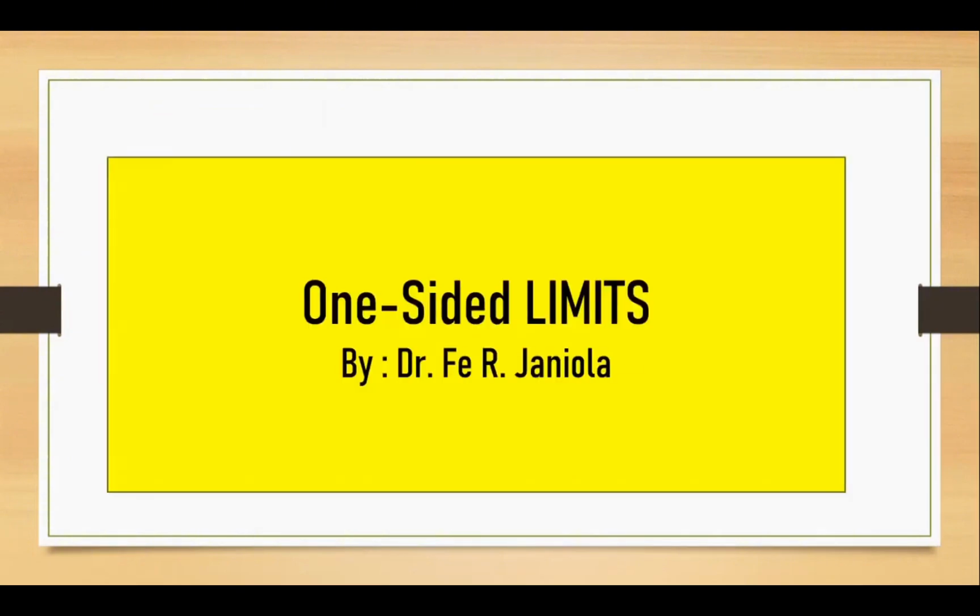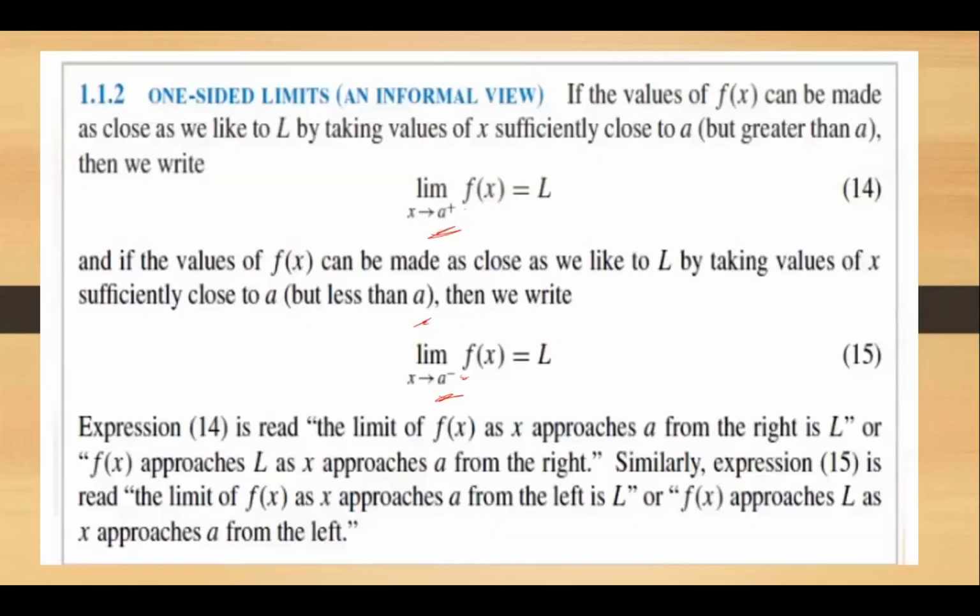Okay, so we are now in one-sided limits. One-sided limits: if the value of f of x can be made as close as we like to L by taking values of x sufficiently close to a but greater than a, then we will write the limit of f of x as x approaches a from the right, positive there is the direction, from the right, is equal to L.